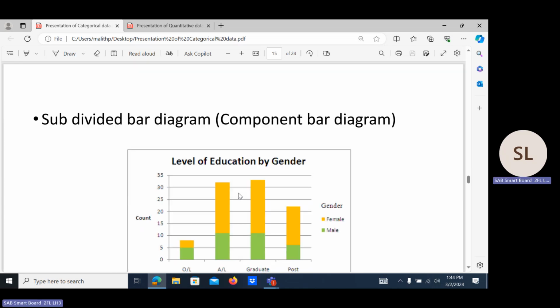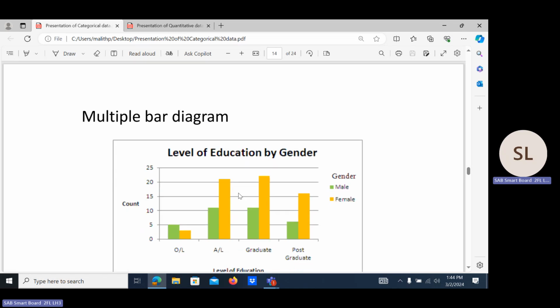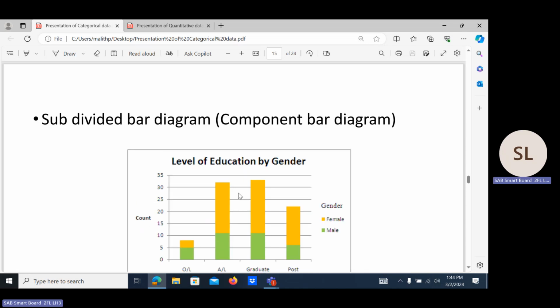Then we move on to another one: the subdivided bar diagram, or we can say component bar diagram. This one is the multiple bar diagram, or compound bar diagram. This one is the subdivided or component bar diagram. Two words: the multiple bar diagram is known as compound, this one we call component. In the subdivided bar diagram, what happens? There is a bar, and these are called bars.